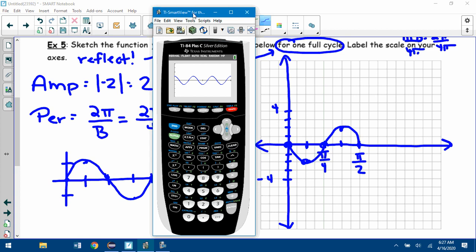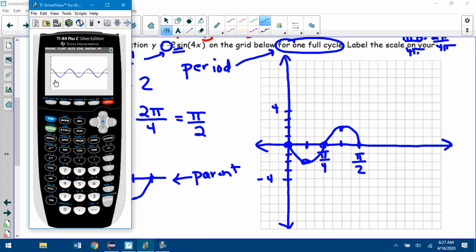And you can always check it. Just set up your window. If I want to do -2 sine of 4x, I would just set my window to be the picture I have here. So my x min is 0. My x max now is only pi over 2. Just going to leave the x scale. Y min, I still went -4 to 4. And when you hit graph, you should see this exact one cycle.